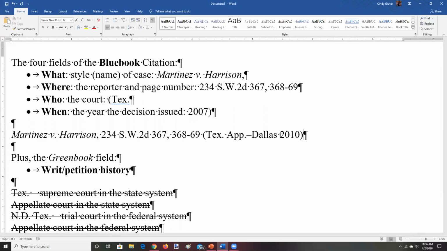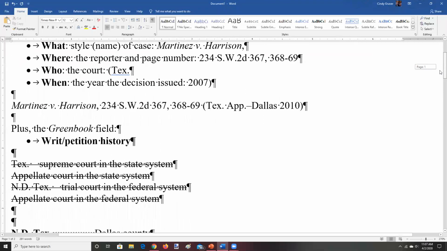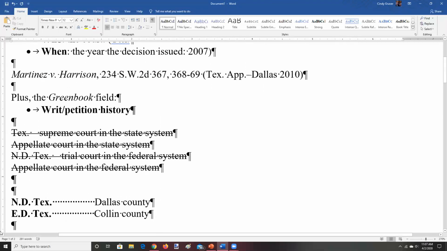Now, this is everything we've learned so far about how to do this particular cite. It's not done. There's another thing we need in it that will be something we cover when we cover the Greenbook. But as far as we've learned, this is correct. Now we're going to do one for the Northern District of Texas. So we've done the Texas Supreme Court one, check. We've done the Appellate Court, check. And now we're going to do as if it were in the federal trial court. So I'm going to keep our parties the same.